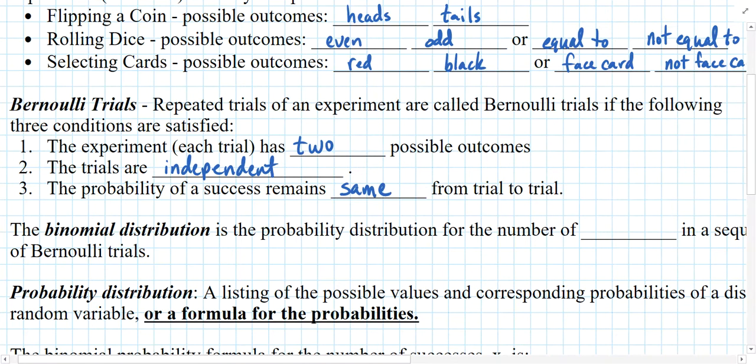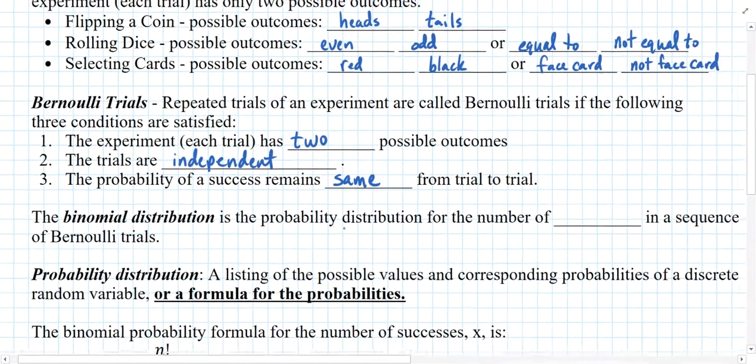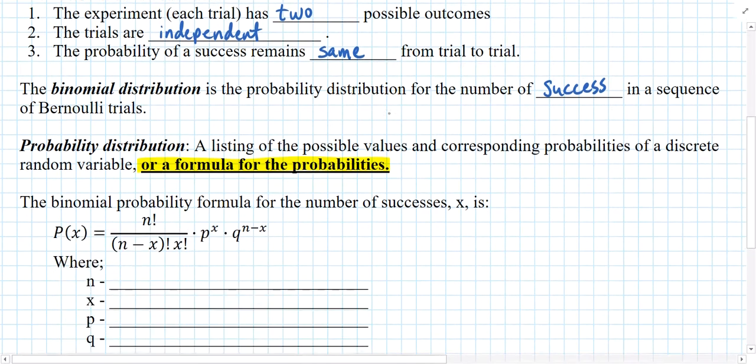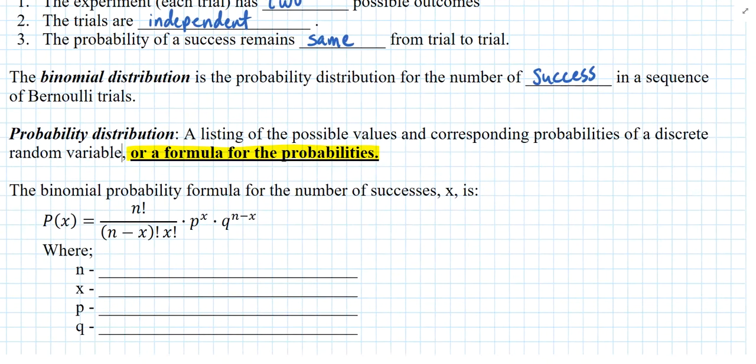The probabilities of success in a series of Bernoulli trials follow the binomial distribution. And you should recall from a previous lesson that a probability distribution is a listing of the possible values and corresponding probabilities of a discrete random variable, or a formula for the probabilities. To compute the probability of success in a binomial distribution, we use the following formula rather than a list of probabilities.